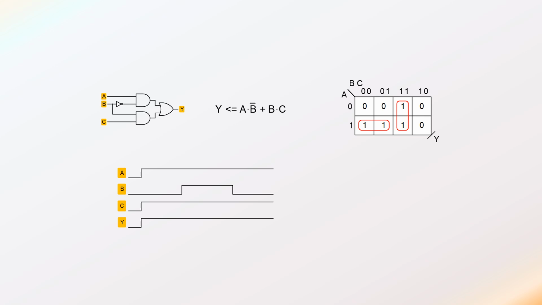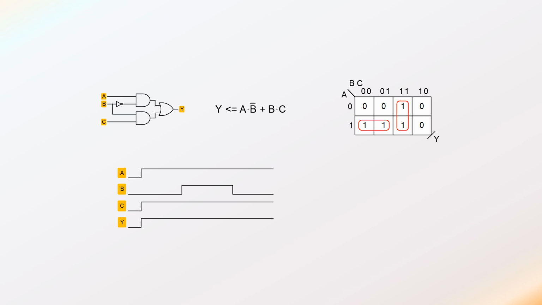So here's just a representation of the circuit and its logic equation and its K-map and a timing diagram. And so far, this is all that we've seen before. The timing diagram shows that if B changes, well, first of all, I set A and C high and left them high so that they don't affect the outcome Y.